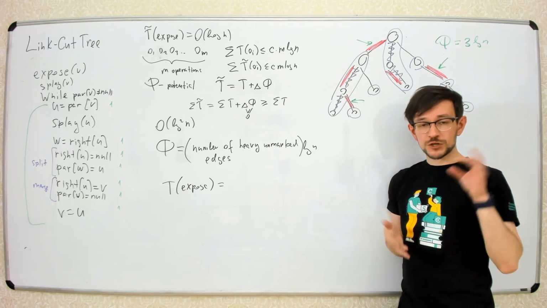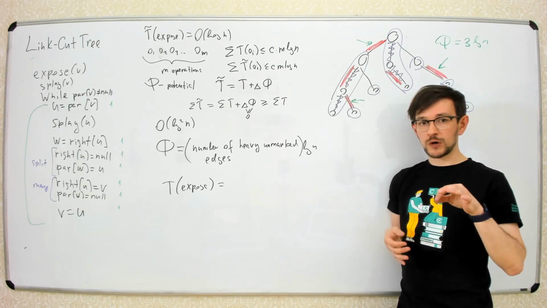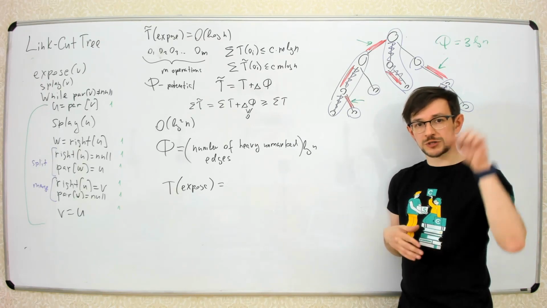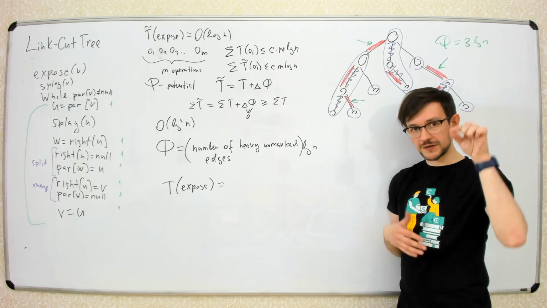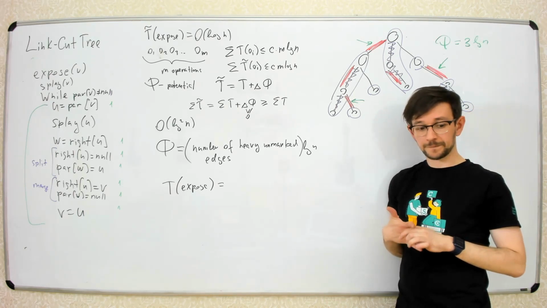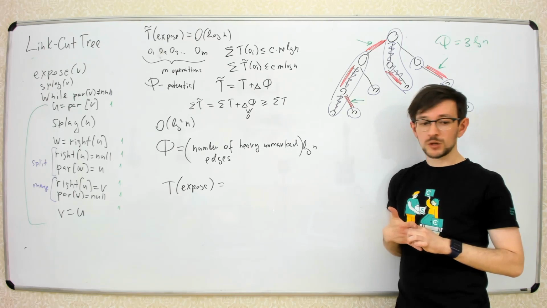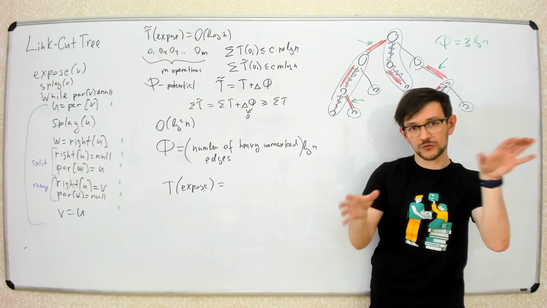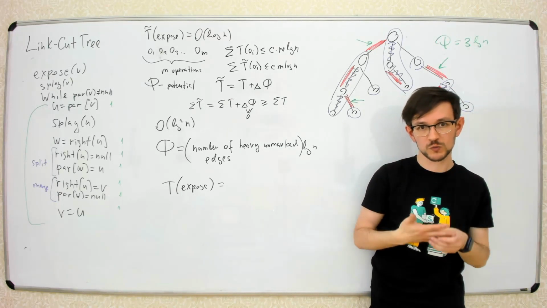Again, on each iteration of this while loop, we simply mark one of the edges in our decomposition. So we take the closest unmarked edge and mark this edge. To mark this edge, we simply need to split two Splay trees and then merge these two Splay trees.